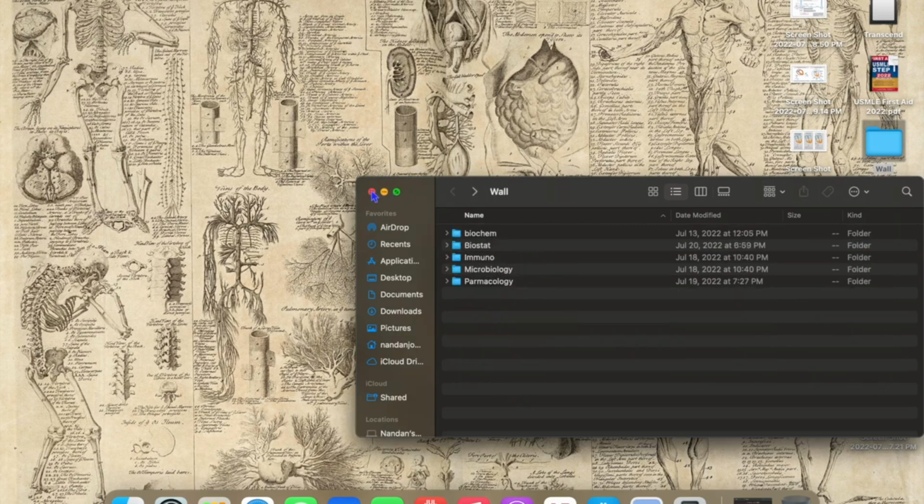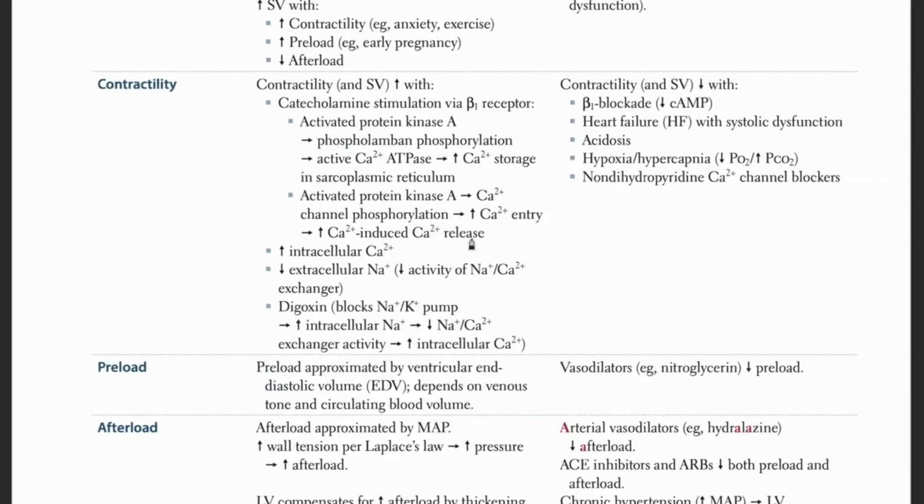Yeah, I'm not gonna be able to find it right now, but I hope you remember that one. Okay. And then you have activated protein kinase A, which increases calcium. Remember the Gs protein and all that? That's what I was talking about. That's what that is. Increase in calcium storage in the sarcoplasmic reticulum. So activated protein kinase A, calcium channel phosphorylation, increase in calcium entry, increase in calcium-induced calcium release. Okay. Again, calcium is the most important ion for the heart because this is the one that causes contractility, right?